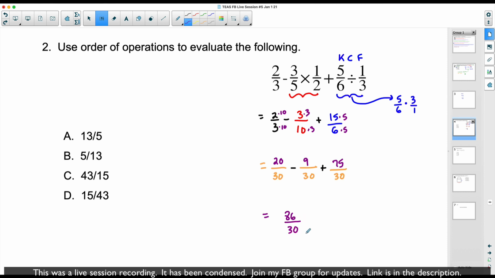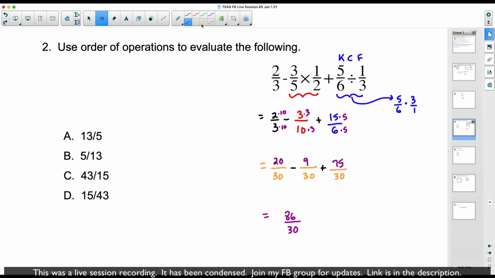Now, if you're just tuning in, I see that we have hit 90 people in here. Again, you're not going to see one this crazy, one problem like this, but I want to make sure I'm covering adding fractions, subtracting fractions, multiplying fractions, dividing fractions, order of operations. We're covering so much stuff that you will see on the TEAS test here, but not one probably this crazy.